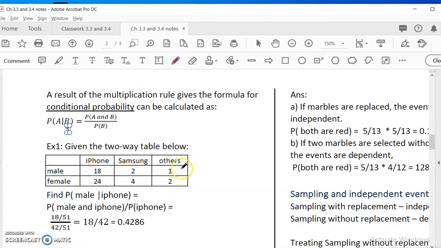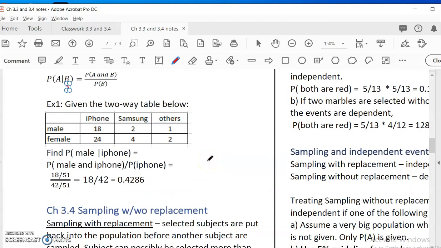So just to illustrate by this example. Now you do not have to use this formula. You can also do it by definition, like in 3.1. This is just giving you an alternative way of finding conditional probability. So we'll do an example here.